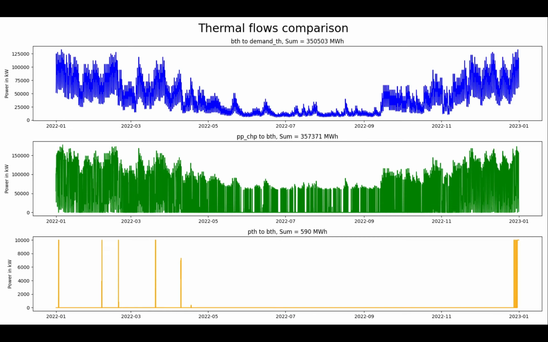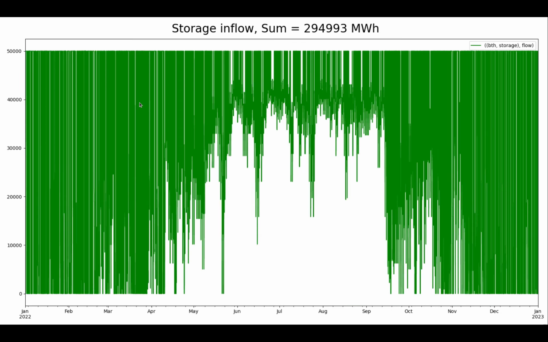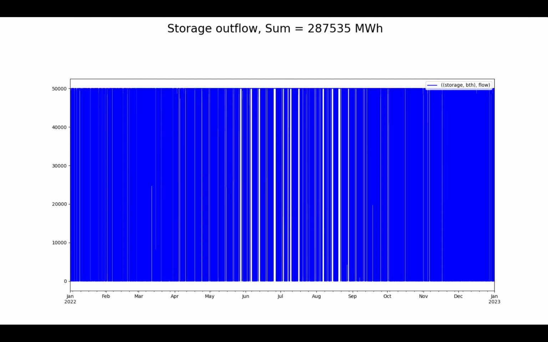As you can see, the sum of the production of the CHP power plant and the power to heat converter is more than the total demand. This is due to losses in the storage component. In this graph, we can see the storage inflow with a total sum of 294,000 megawatt hours. You can clearly see the seasonal pattern. In this next graph, you can see the storage outflow with a little bit lower total sum of 287,000 megawatt hours. This is due to the losses within the storage system.